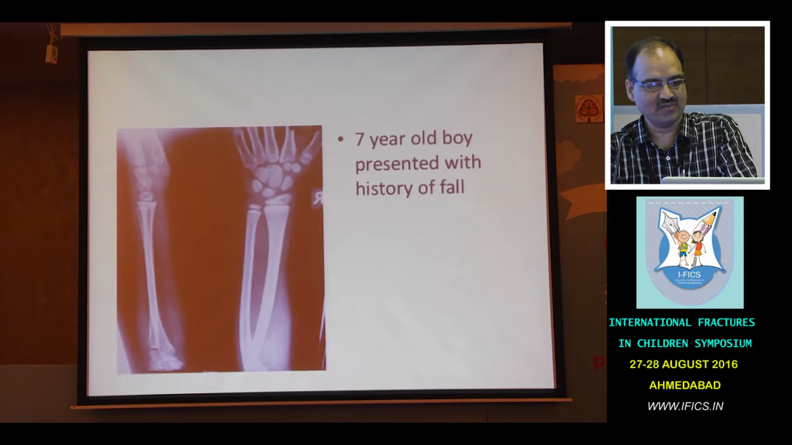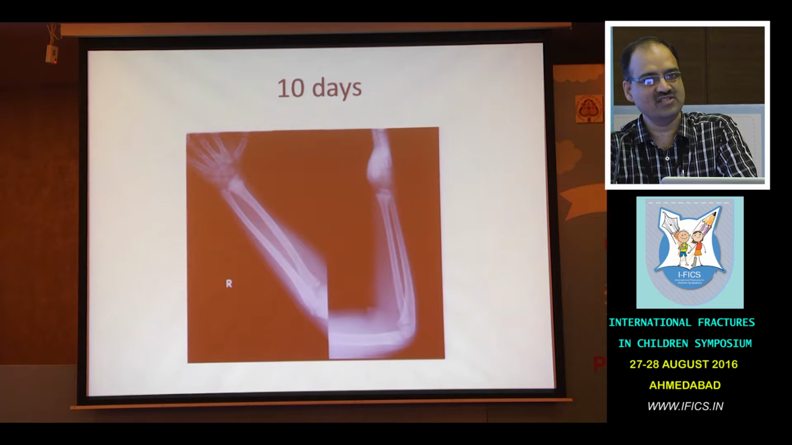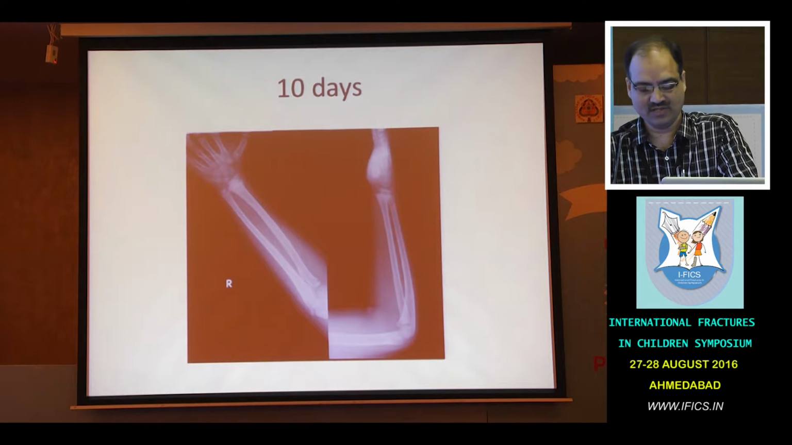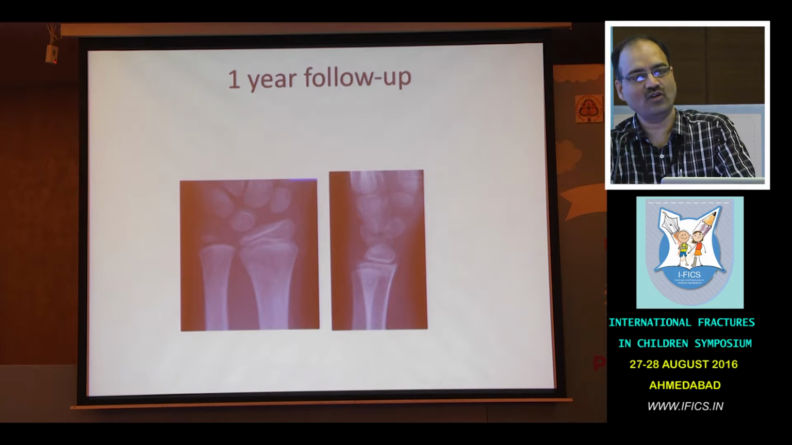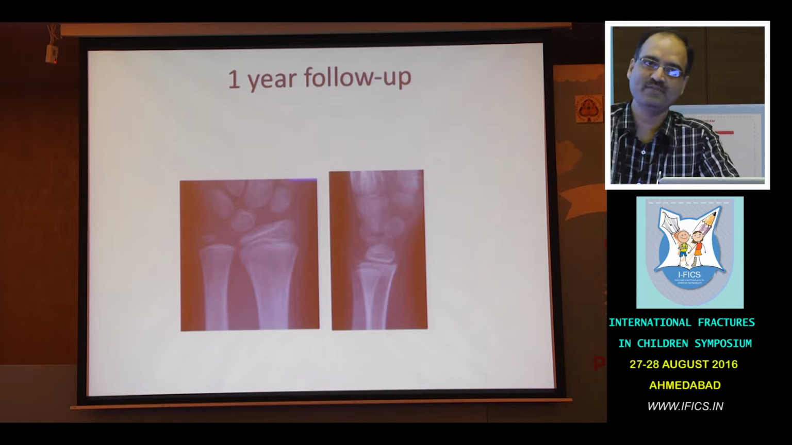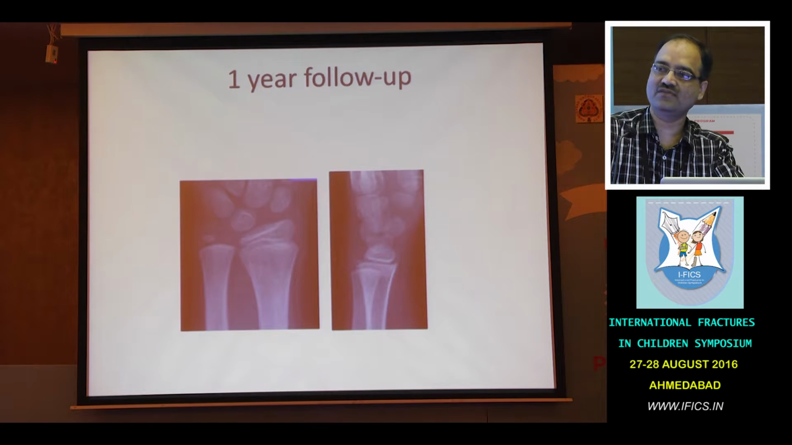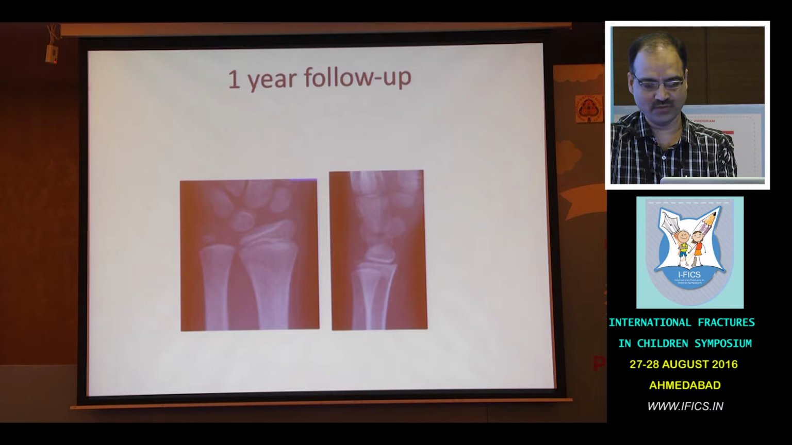Like the same child presented after 7 days, and that one presented after 10 days, displaced. Just do the observation, do the above elbow cast if it is painful. If it is not painful, just leave it. Then it gets corrected by itself. After 1 year of follow-up, it has remodeled quite well. The message in Salter-Harris type 1 and type 2 is, best to leave it after 1 week. You need not attempt closed reduction or open reduction, because whatever you do, you are going to do more damage than good.